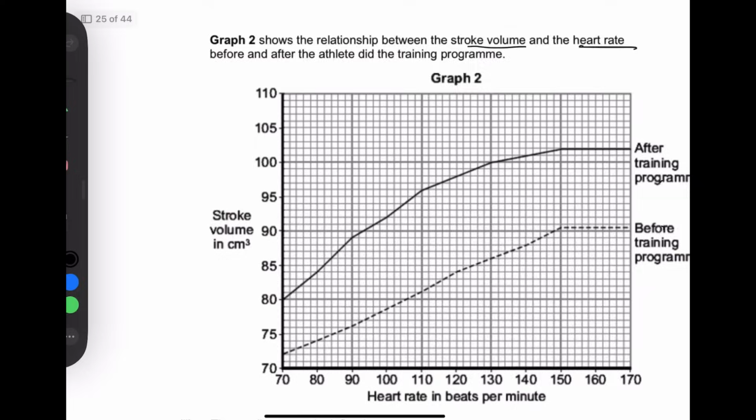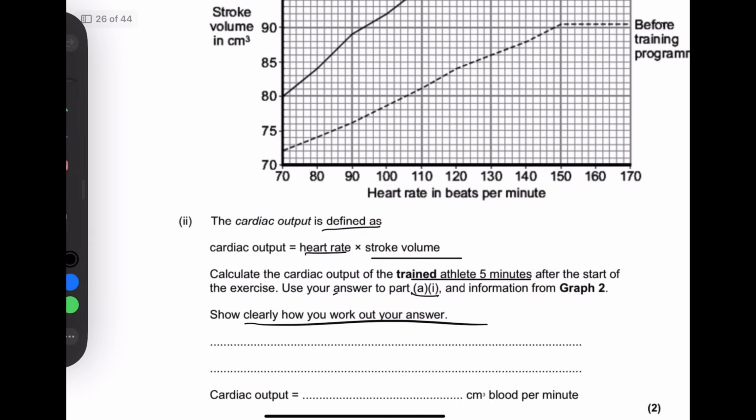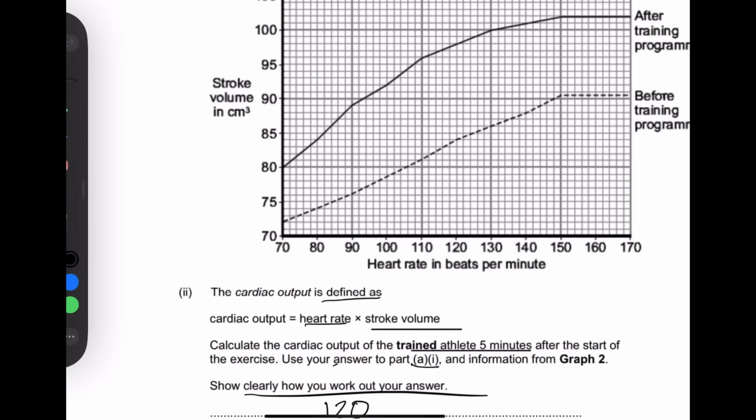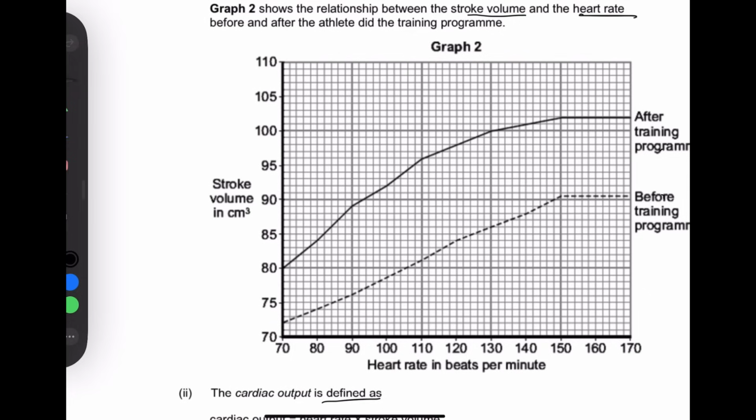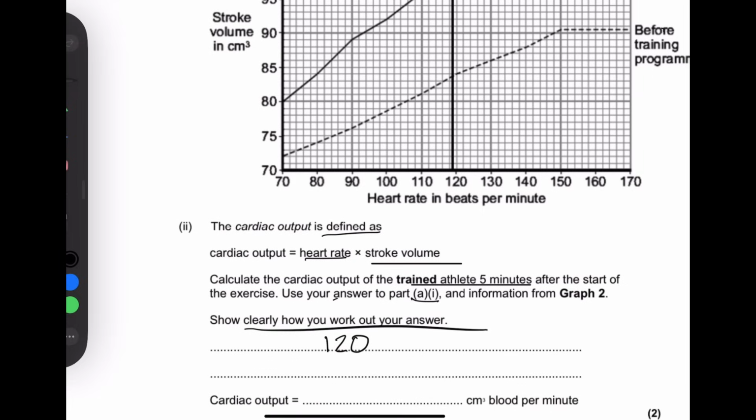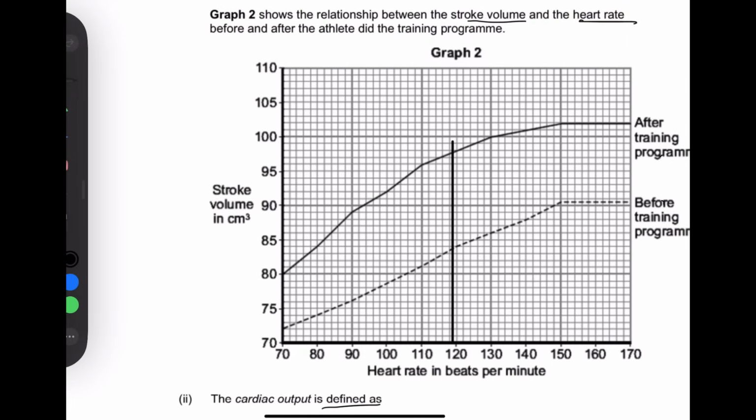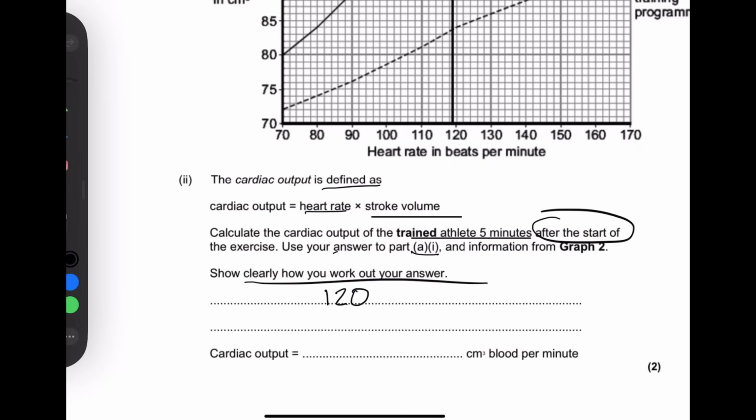So we know it's 120 heart rate. So what we want to see is that we want to do 120. So we got to go from here, 120. So we want to see after the start. So we go over here. We go there. So it's around 98. So it's heart rate times stroke volume. Stroke volume is 98, what we figured out. So the cardiac output is 11760.